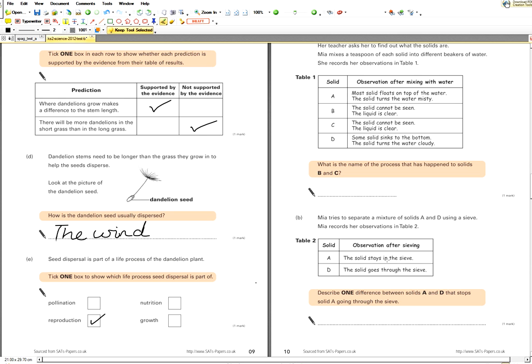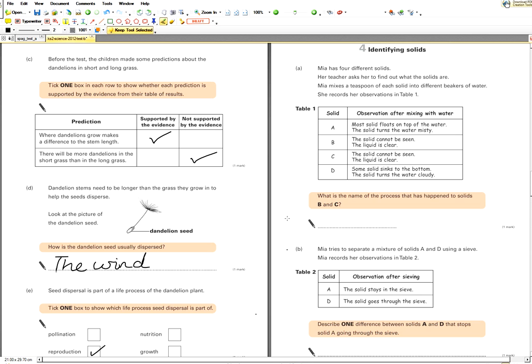Okay, next. Question number 4, identifying solids. Mia has 4 different solids. Her teacher asked her to find out what the solids are. So Mia mixes a teaspoon of each solid into different beakers of water. She records observations in table 1. Okay, Mr. Carson, read them for us, please.